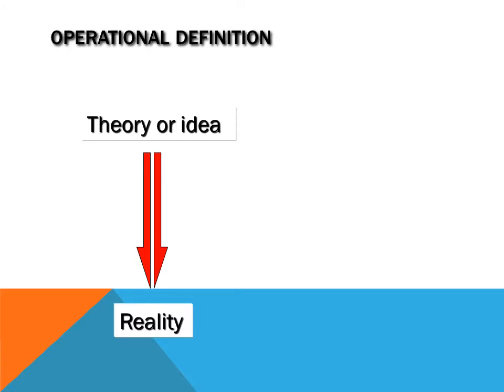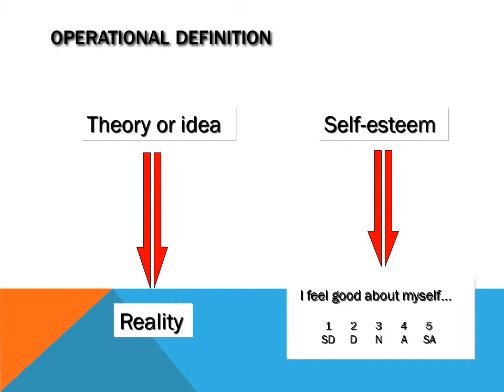Take a construct like self-esteem. Self-esteem is a construct that is developed by scientists, and by itself, it can only be defined in terms of its measurement. So when we talk about self-esteem, the construct, in the social sciences, and when we talk about it in terms of how we would measure it, what we're really doing is going through a process of operationalizing self-esteem.